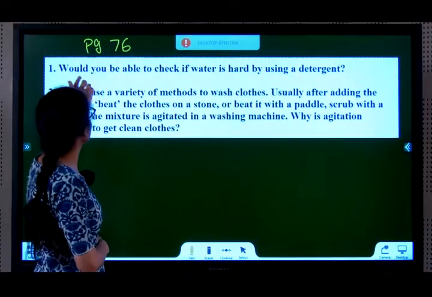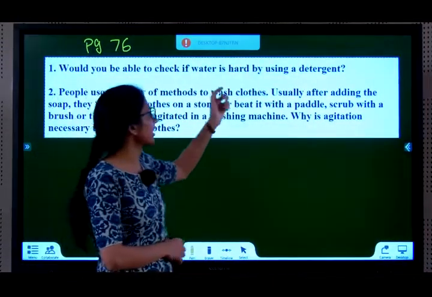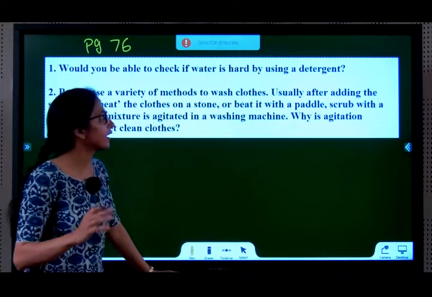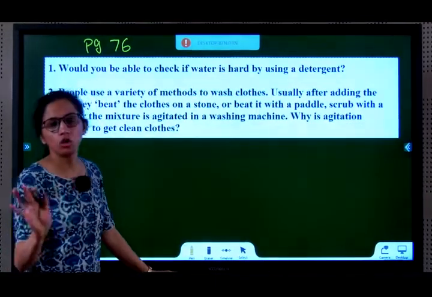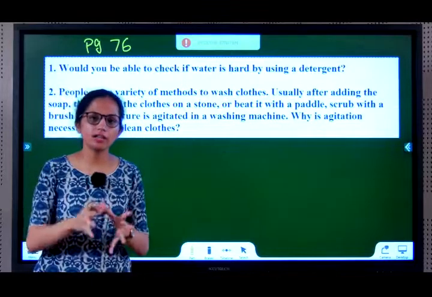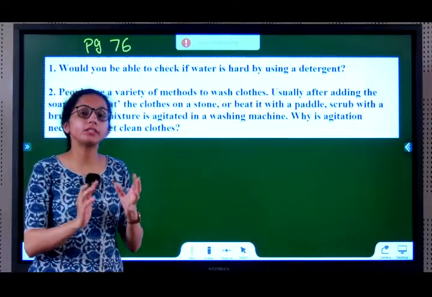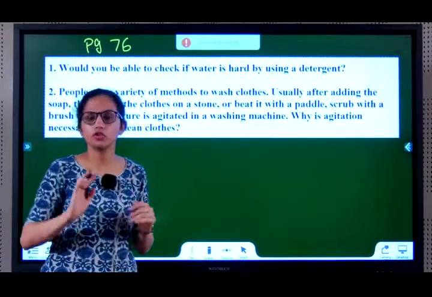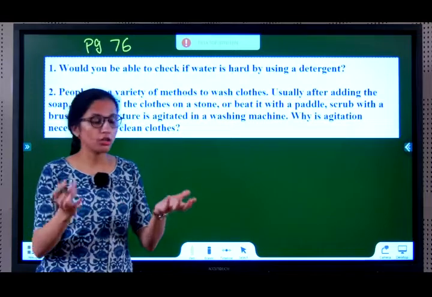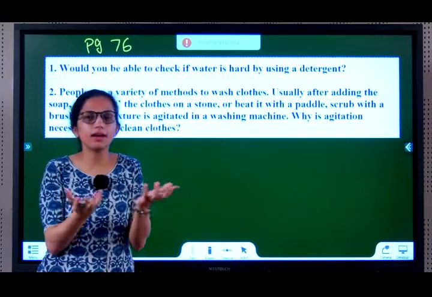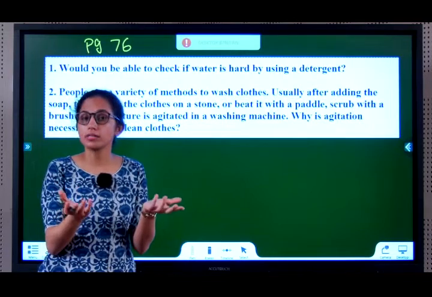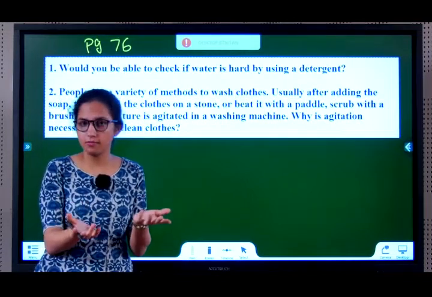Page 76, question 1. Would you be able to check if water is hard by using a detergent? No. Detergent with hard water also forms good lather. Detergent with soft water also forms good lather. So if I add detergent to both and both give me lather, I will not be able to recognize which is the hard water among them.